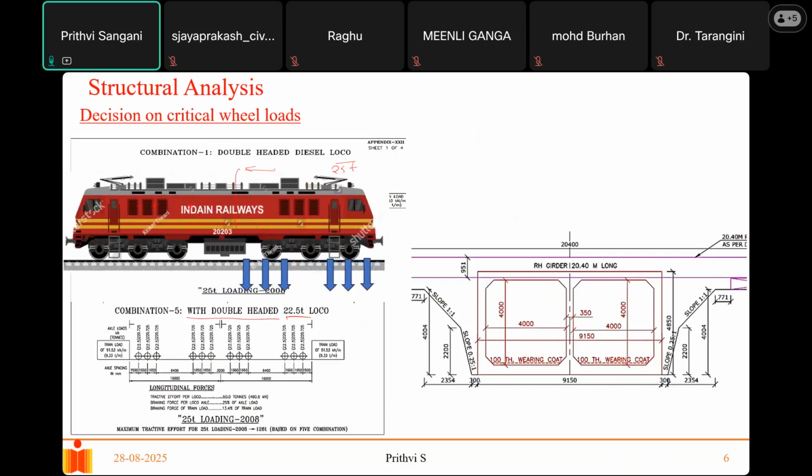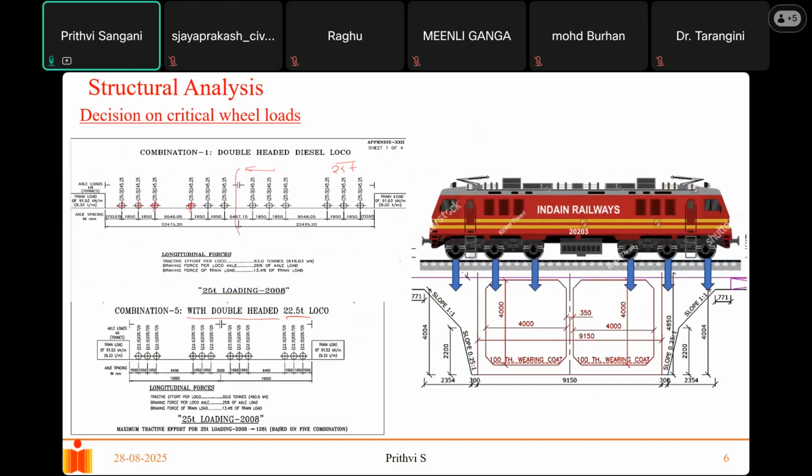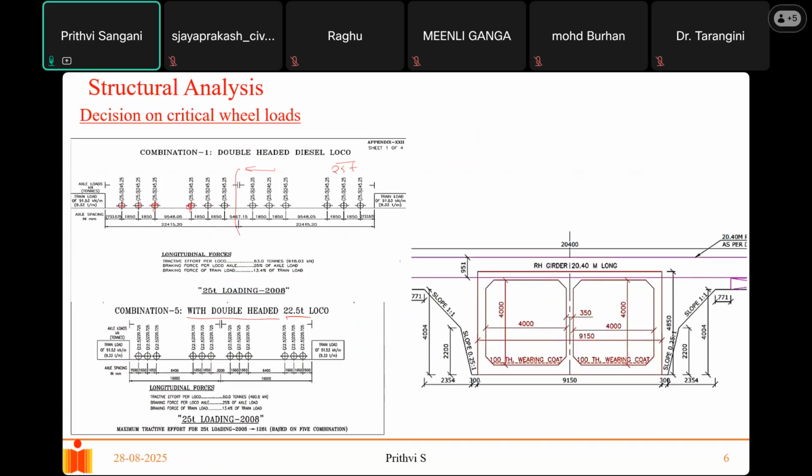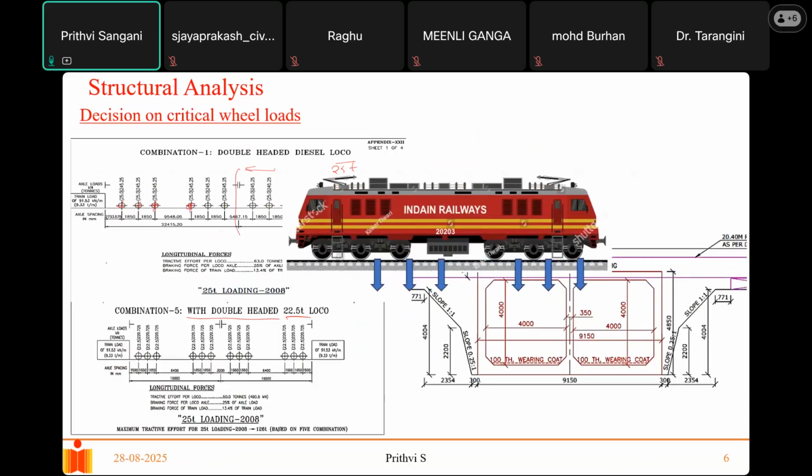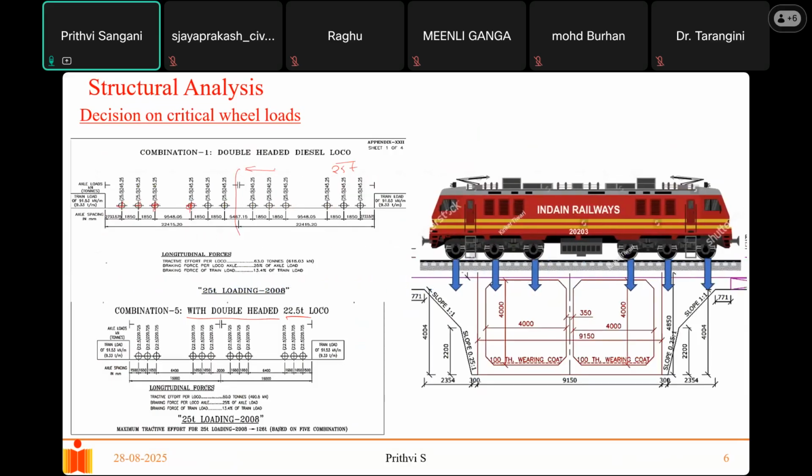Now this is how the train goes on this. I'll just play the animation. This is one kind of train. I need to have such combinations to see which combination is more critical, because I need to test the combination which gives me the maximum bending moment compared to all other combinations. So this is how the train actually passes.